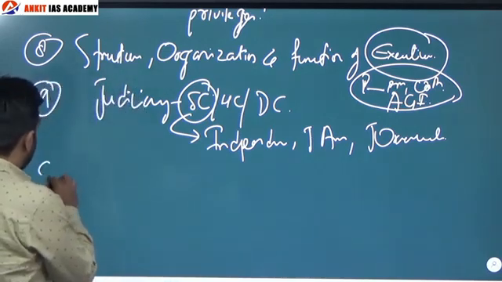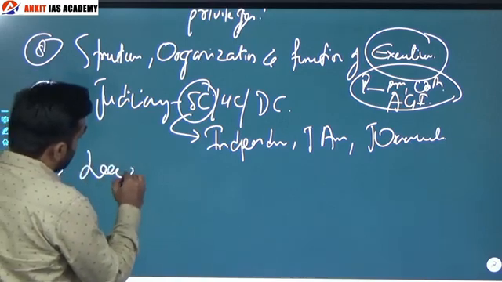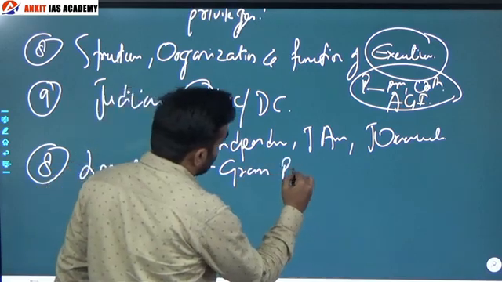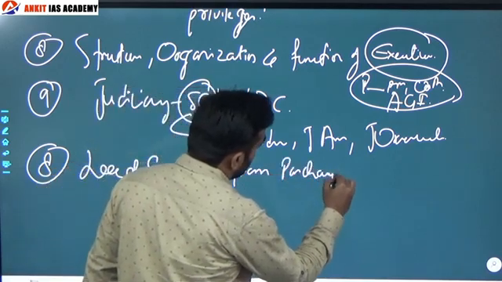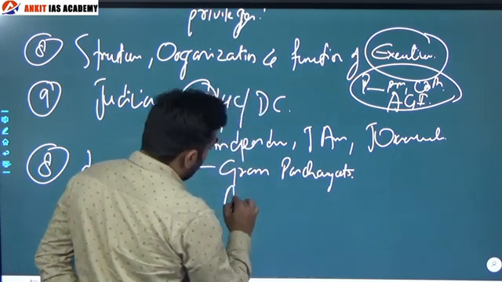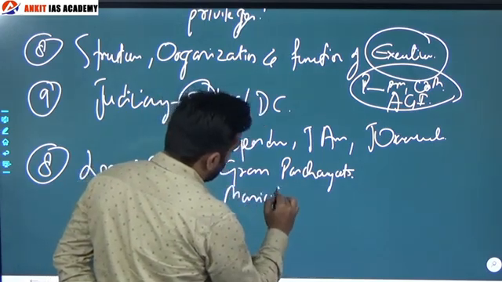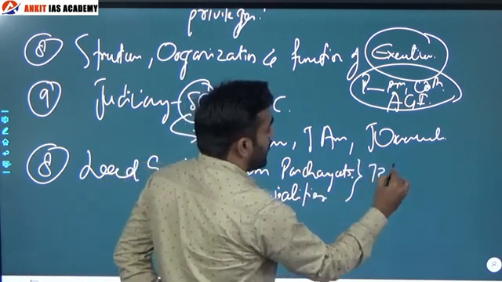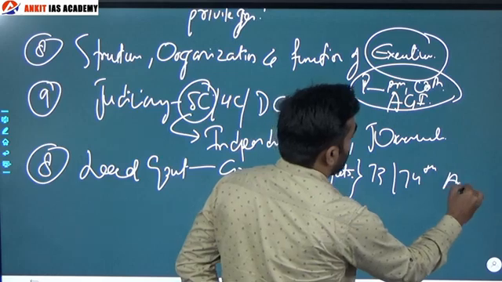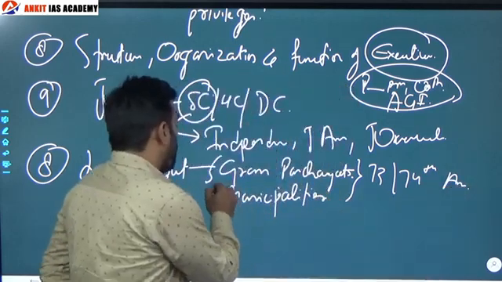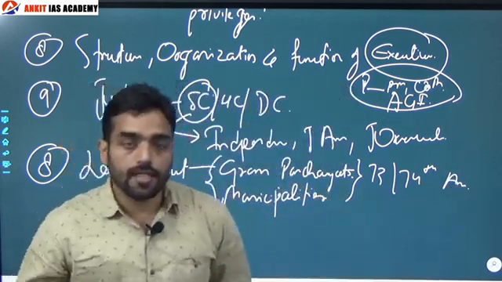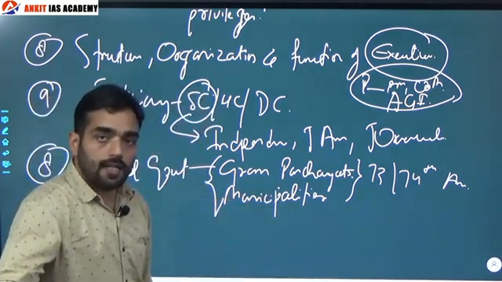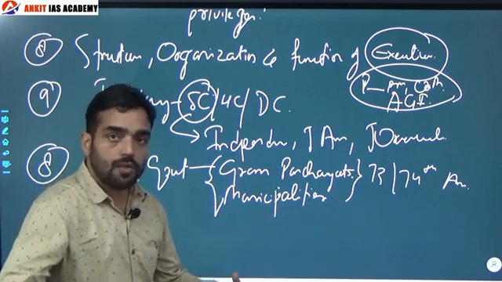Then there is local governments, gram panchayats, municipalities. After the 73rd and 74th amendment to the constitution, they now have constitutional recognition, and we will see how the gram panchayats' business is conducted at the level of villages and municipalities also.